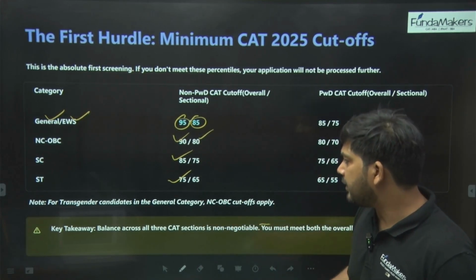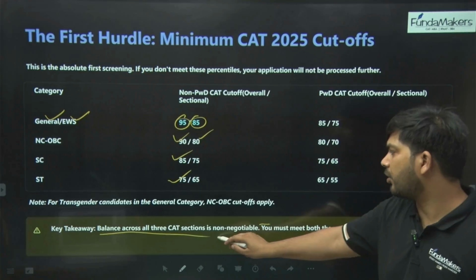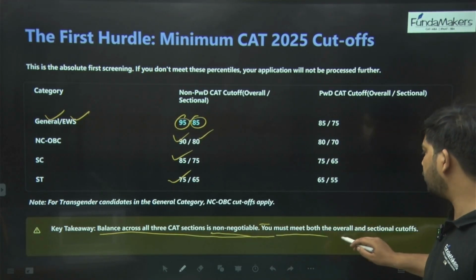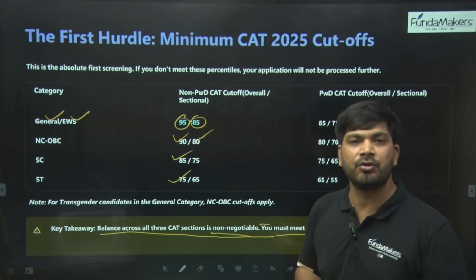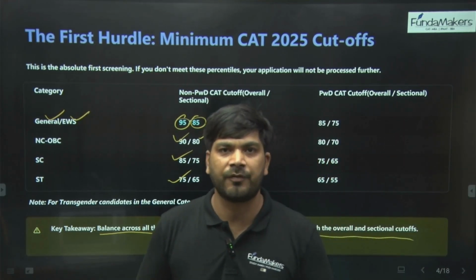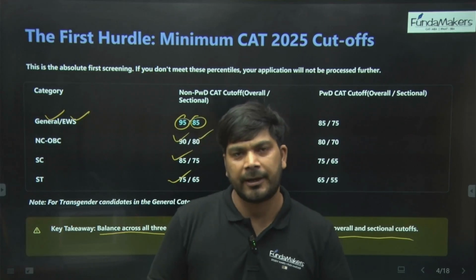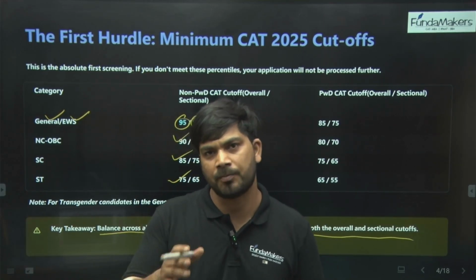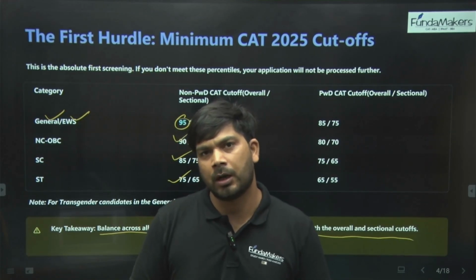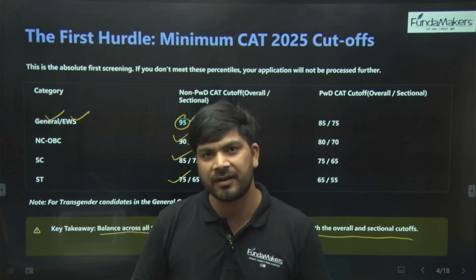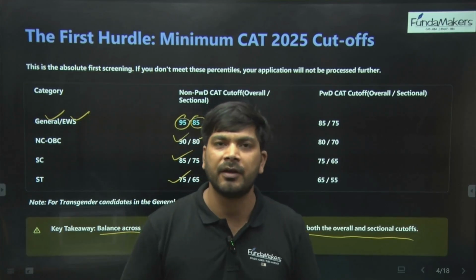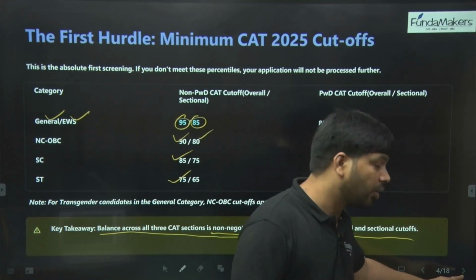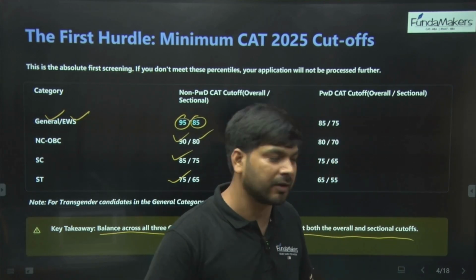So, what is the key takeaway? The key takeaway is balance across all three sections is non-negotiable. You must meet both the overall and the sectional cutoffs. So, you need to have the sectional cutoff as well as the overall cutoff, right? It is non-negotiable. So, if you are a general category student, you should be looking at at least a 95 percentile in CAT this year in order to even qualify for the calling criteria, right? And not just a calling criteria, one part of the criteria.